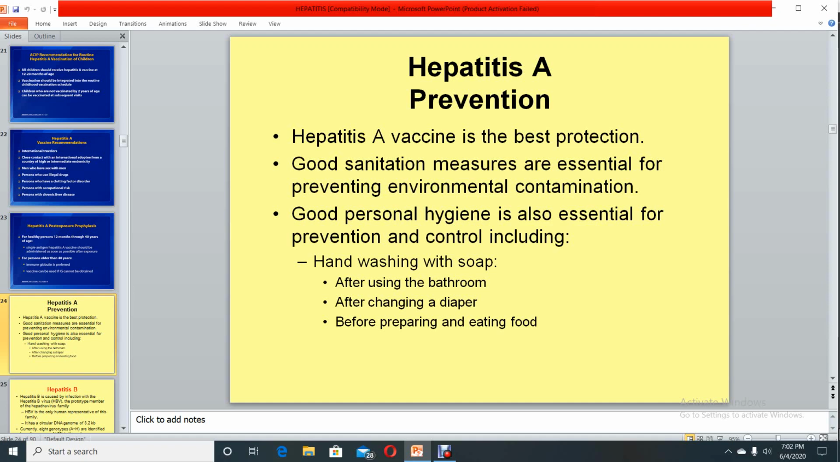Good hygiene, good sanitation, good personal hygiene, hand washing, and the eating habits. The junk foods and fast foods that you go and keep eating, you don't know how many people are affected with this virus. How many people are washing their hands? You don't know, because hygiene is poor.